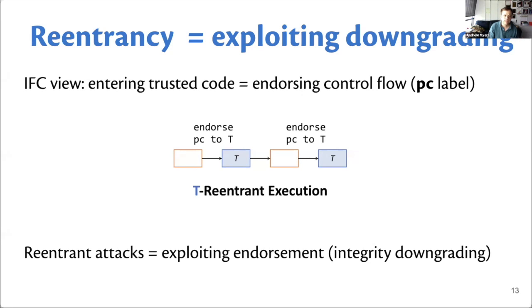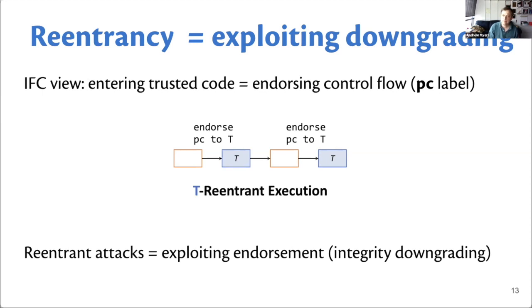And so in that T reentrant execution, what was happening was we had two endorses. We had an endorse of the program counter to T, and then there was another nested endorse inside the scope of the original endorse. And that's the problem. That second endorse is the thing that we need to prevent. So these reentrant attacks are exploiting the endorsement, the downgrading of integrity.